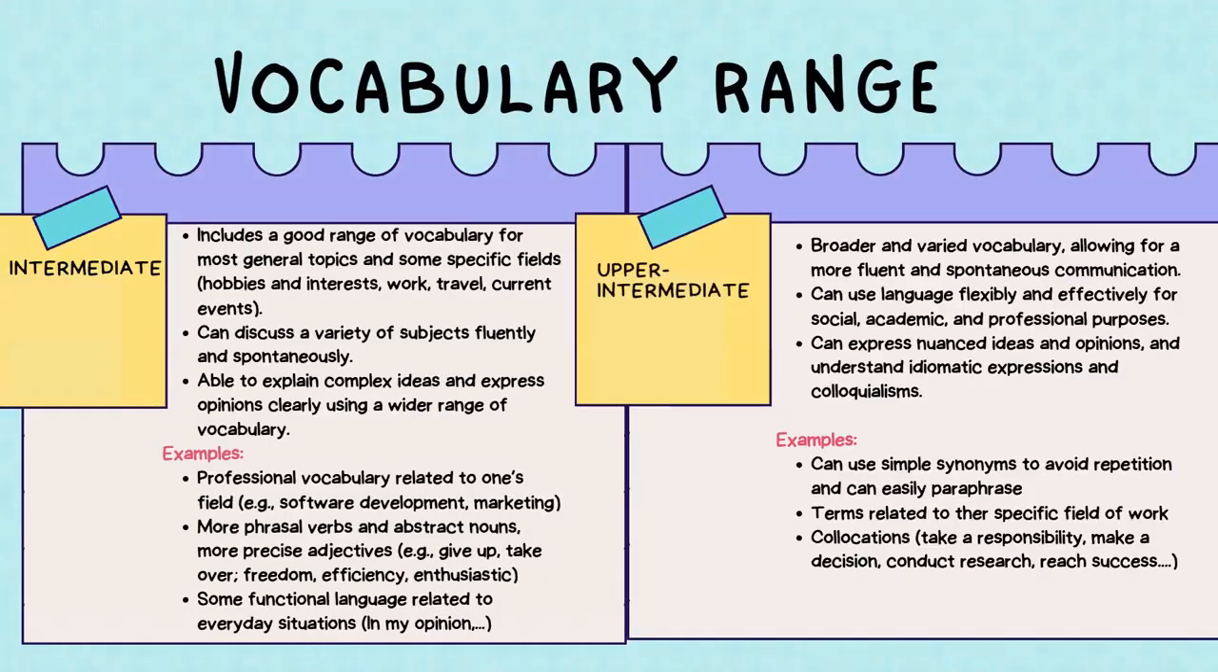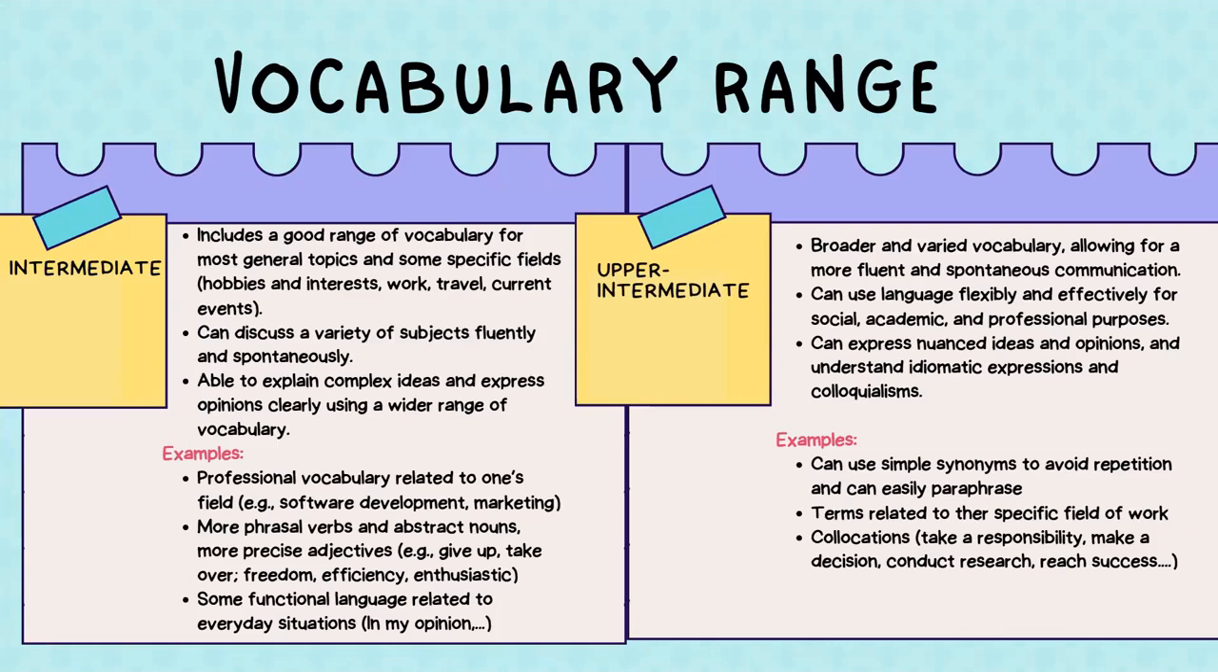Intermediate level students include a good range of vocabulary for most general topics and some specific fields like hobbies and interests, work, travel, current events. They can discuss a variety of subjects fluently and spontaneously. They are able to explain some complex ideas and express opinions clearly using a wider range of vocabulary. So this is professional vocabulary related to their field, more phrasal verbs and abstract nouns, more precise adjectives, and some functional phrases related to everyday situations.